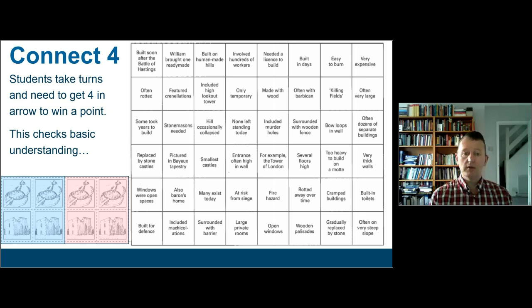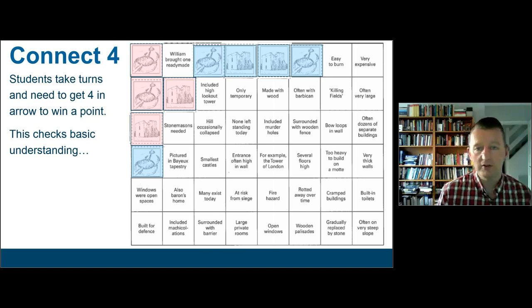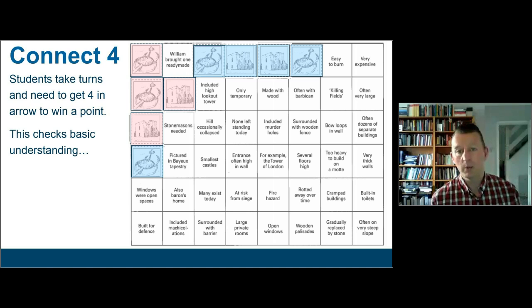So in this example, children just place the cards, they take it in turns, and here's an example of a game that's been played. You can see the blue person has got 4 in a row, so they win a point. But the key thing is the blue person has both types of castles, so the game involves just having to place the right descriptor card on top of the right characteristic.